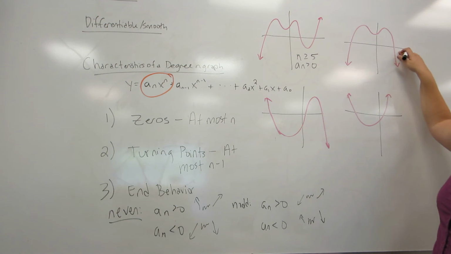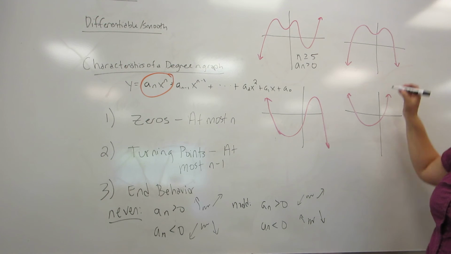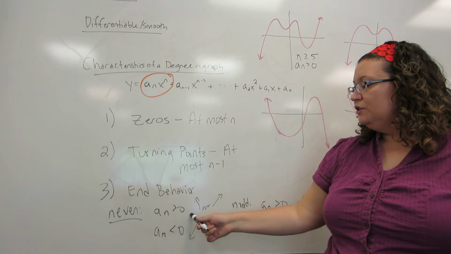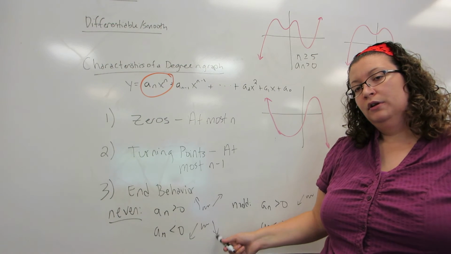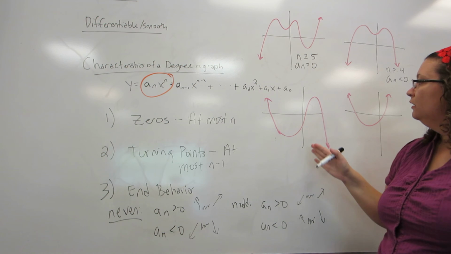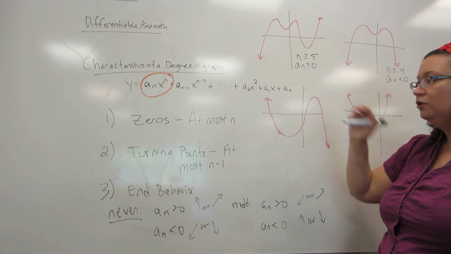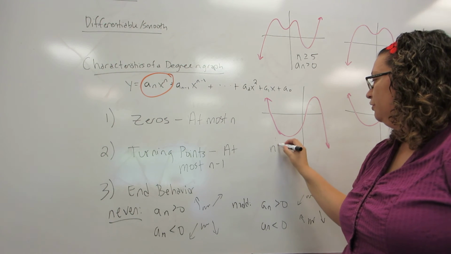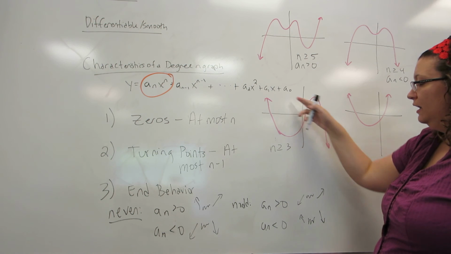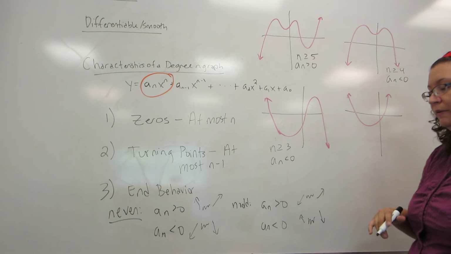Let's look at this one. There are 2 zeros, so the degree is at least 2, but there are 3 turning points, which forces the degree to be at least 4. Because we have an even degree and they both point down, this tells me that the leading coefficient is negative. This one has 1, 2, 3 zeros and 2 turning points. Both of those pieces of information makes me think that the degree is at least 3. And the end behavior tells us that the leading coefficient is negative.